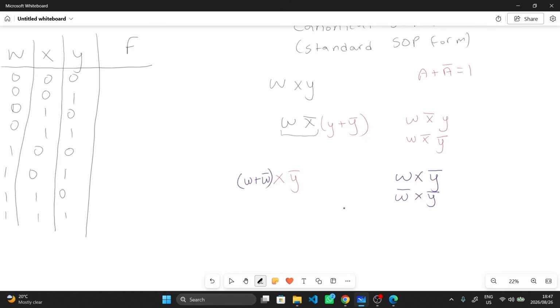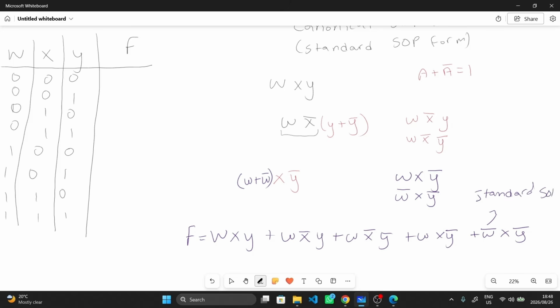So we can say our canonical or SOP form for f will be w x y plus w times x complement times y, plus w x complement y complement, plus w x y complement, plus w complement x y complement. So this is your standard SOP.